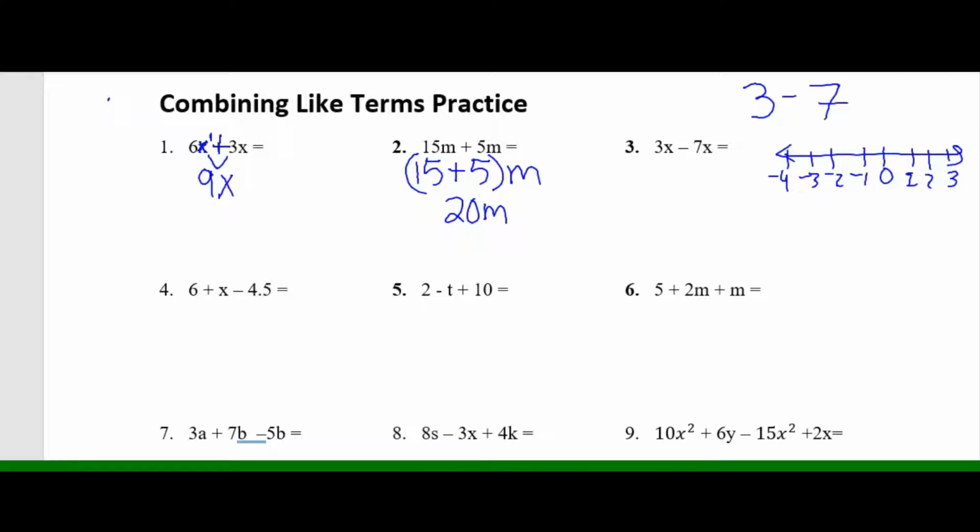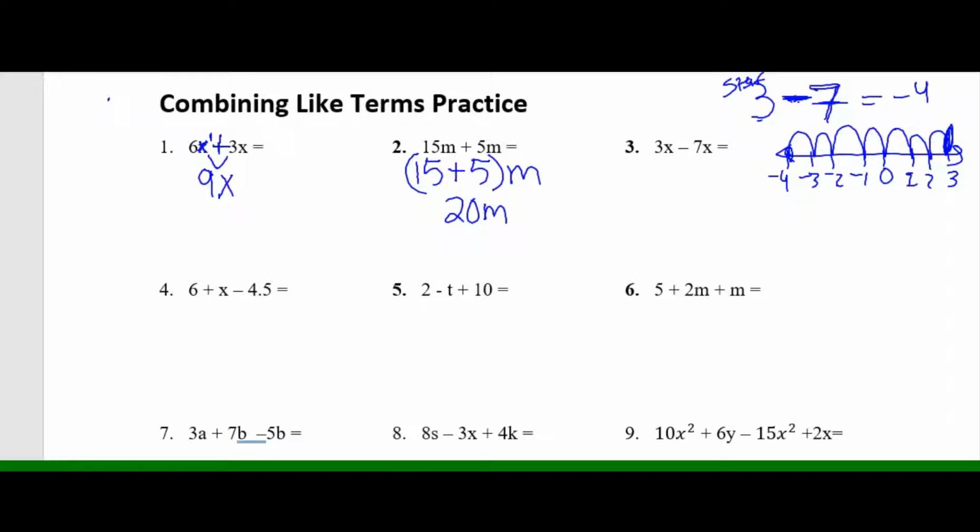All right, so I'm going to start at 3, and then I'm going to take away 7. So I'm going to go in the negative direction, 7 units. So I'm going to go 1, 2, 3, 4, 5, 6, 7. So 3 minus 7 equals negative 4.